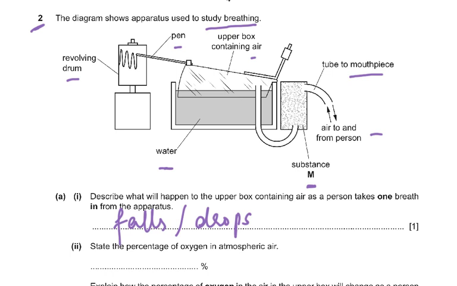Because when a person takes one breath in, air is going to be taken in. When the pressure is going to decrease, this is going to go down. State the percentage of oxygen in the atmosphere here. It's 20%. You could have said 20 or 21, that's fine.